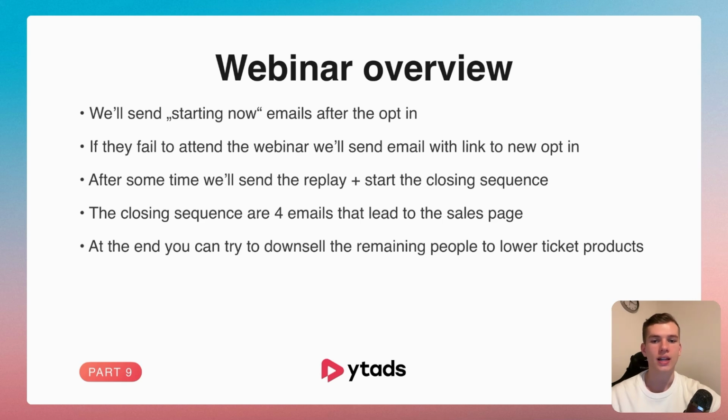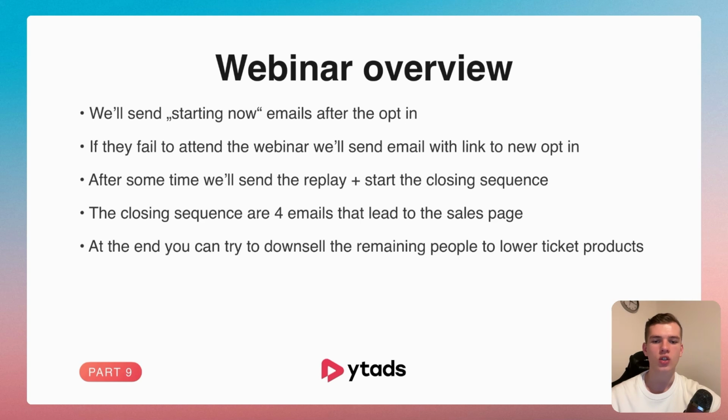We will be sending a starting now email after the person opted in. This will be linking to the thank you page where they can join the webinar room. And if they fail to attend the webinar, we will send them an email with a link to the opt-in so they can opt in again for a new time slot. And after some time, we will send the replay to everyone that opted in and start the closing sequence. The replay is just the replay of the webinar, and the closing sequence are 4 emails that lead to the sales page. So all these 4 emails simply are pitches that link to the sales page, and the sales page, of course, links to the checkout, and then they can purchase.